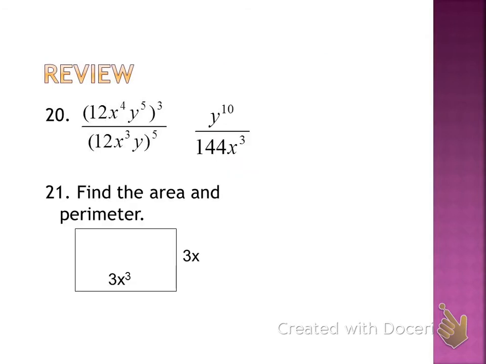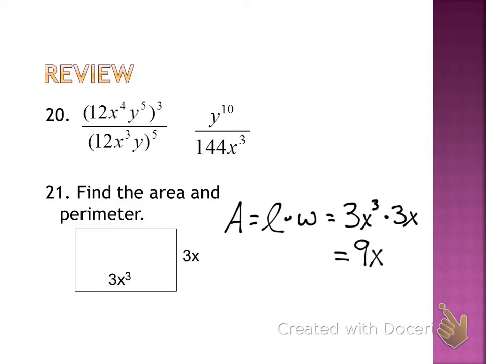All right, here's our final review question of the day. And then I'll give you some independent review time. We want to find the area and the perimeter. How do you find area? Yeah, so area is length times width. So in this case, it would be 3x to the third times 3x, which is 9x to the fourth. Good. You got to add the 3 and the 1.